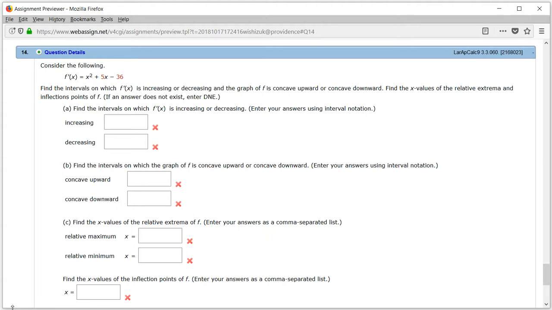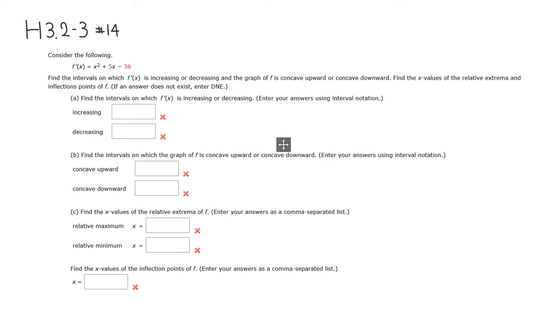All right, let's look at homework 3.2, 3.3, problem number 14. We have the derivative of f of x given, and we want to answer the following questions. Part A: find the intervals on which f prime is increasing. So we just need to take another derivative.